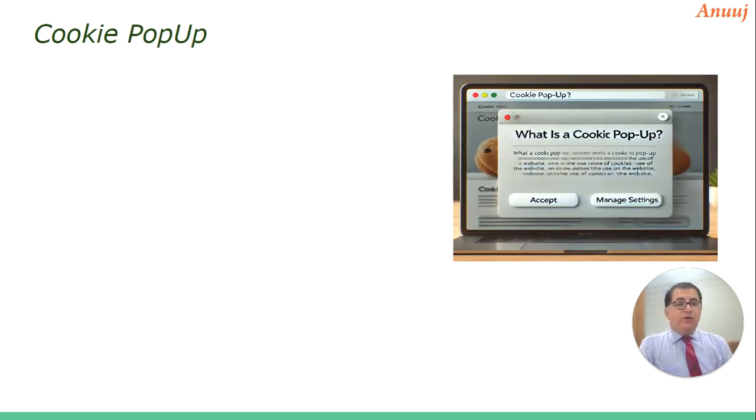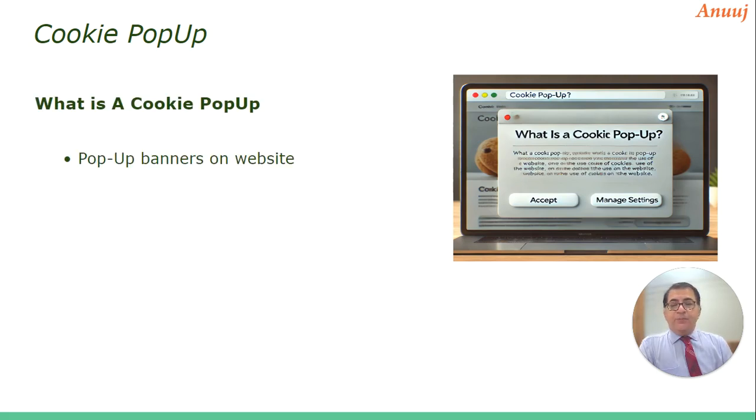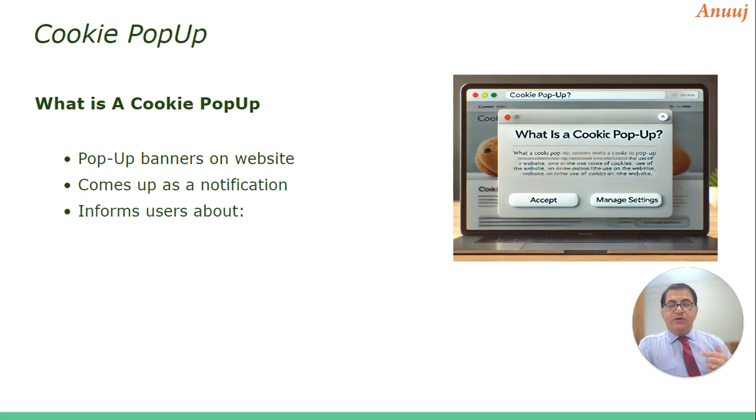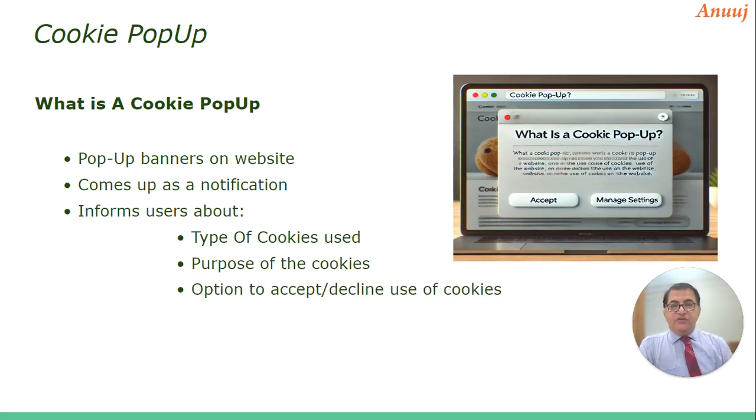Now we come to what a cookie pop-up is. A cookie pop-up is a pop-up banner that comes up on a website. It gives you information about what personal information it is gathering and the purpose of it. It simply comes up as a notification and you either accept or reject it. Its main purpose is to inform you about the types of cookies it is using, the purpose of those cookies, and options to accept or decline the particular use of cookies.